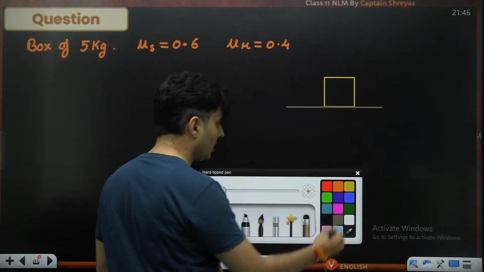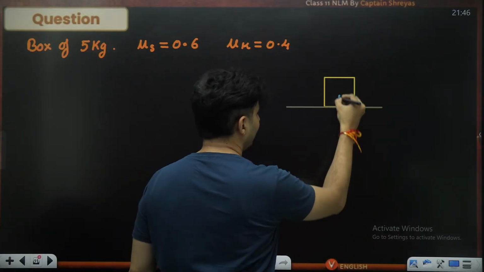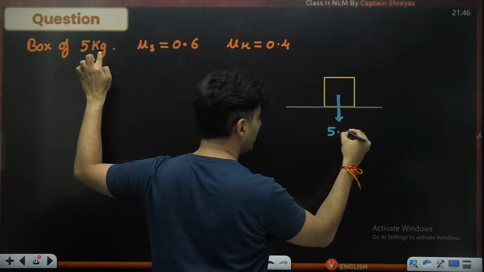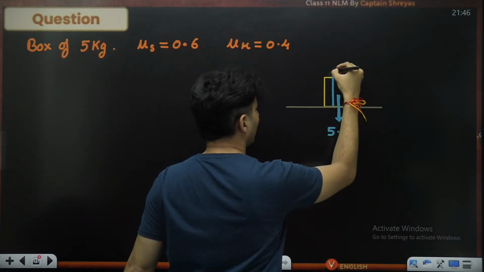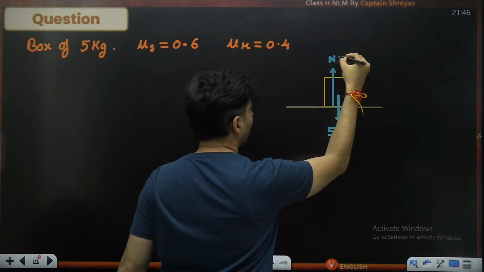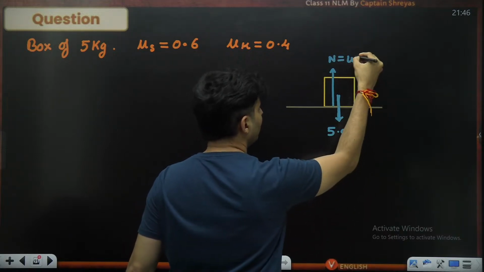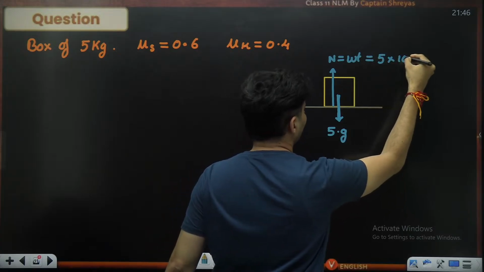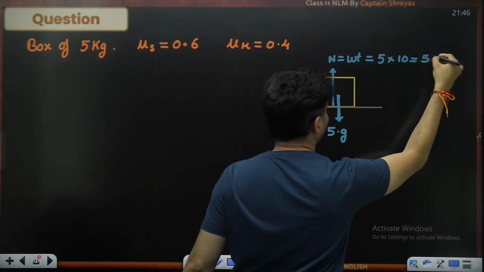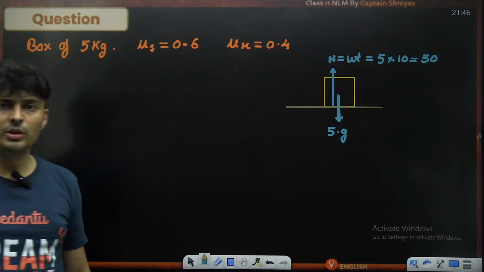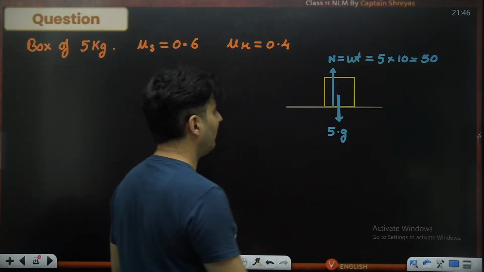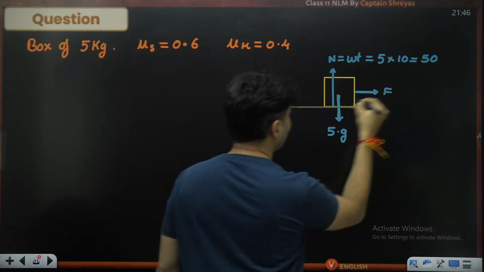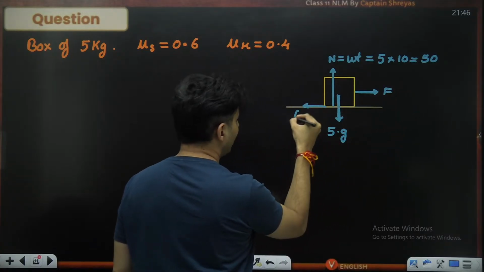First of all, if you think about the forces acting on it, one will be the weight of it. It's a 5 kg block, so m into g. Then there will be a normal force like this, and that normal force will be exactly equal to the weight, which will be 5g. g value is 10, so it will be 50 newtons. Now you have to push it or pull it, and you are applying that external force F. It will be balanced by the static friction.